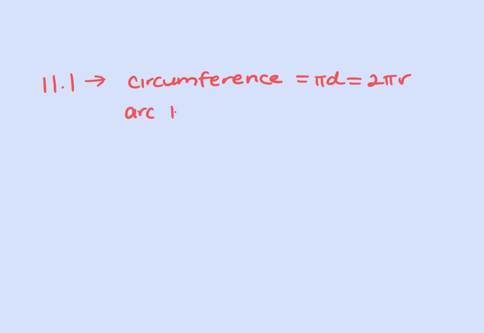Okay, so quick review of what we learned before now. 11.1 was our circumference, which is pi d, or 2 pi r. And then arc length, which is the measure of the arc over 360 times circumference, or times 2 pi r, or times pi d. All of those are interchangeable.